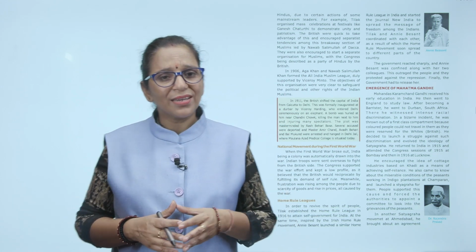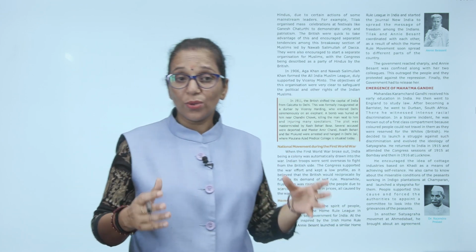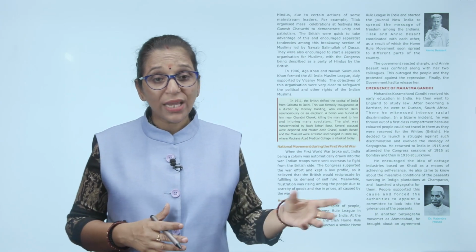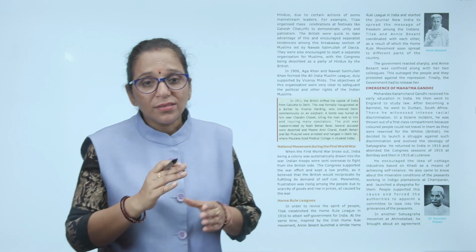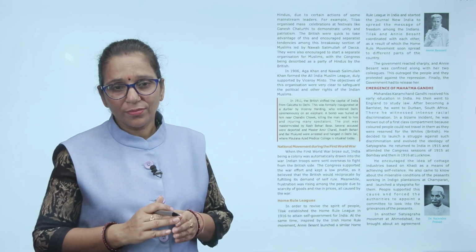Now what did they want? Leaders like Tilak organized mass celebrations of festivals like Ganesh Chaturthi to demonstrate unity and patriotism, because the leaders tried to unite Hindus and Muslims. The British were quick to take advantage of this. They encouraged separatist tendencies among a breakaway section of Muslims, led by Nawab Salimullah of Dhaka.